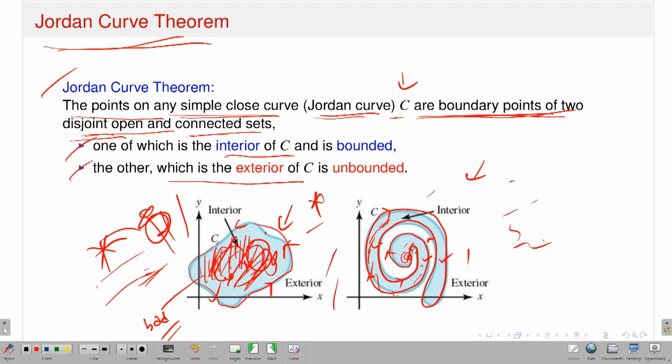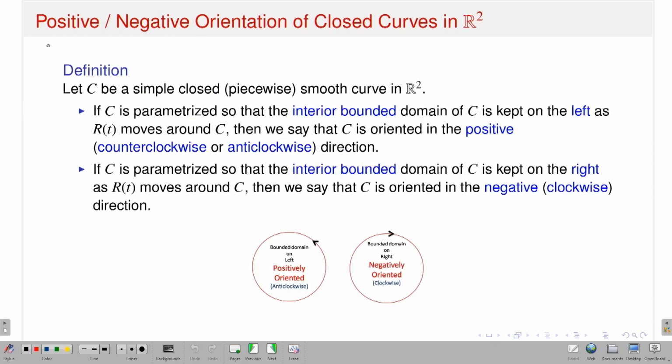and your Jordan curve is the boundary there. Okay, now since I talked about orientations, there is a notion of positive or negative orientation of any closed curve in R2. Orientation means there is a convention. Let me see, then it will be more clear.